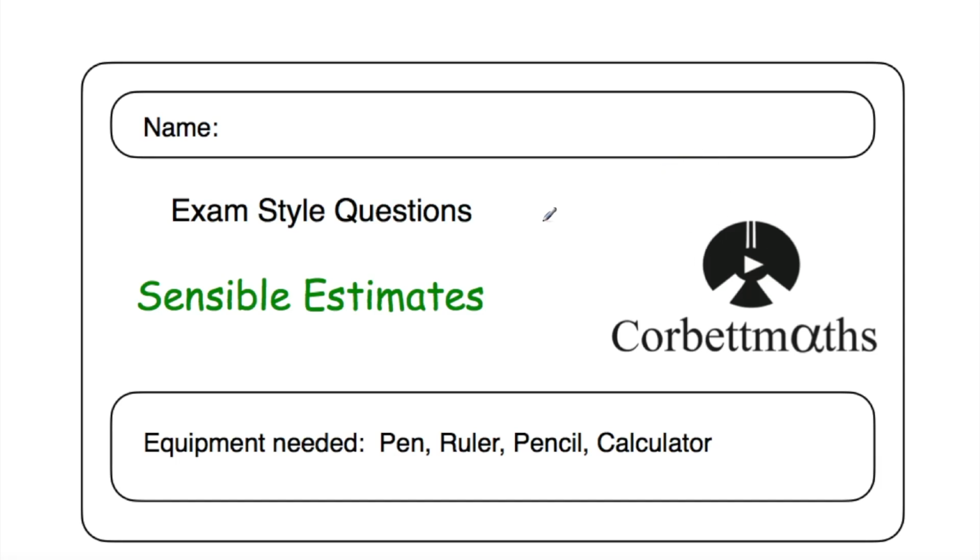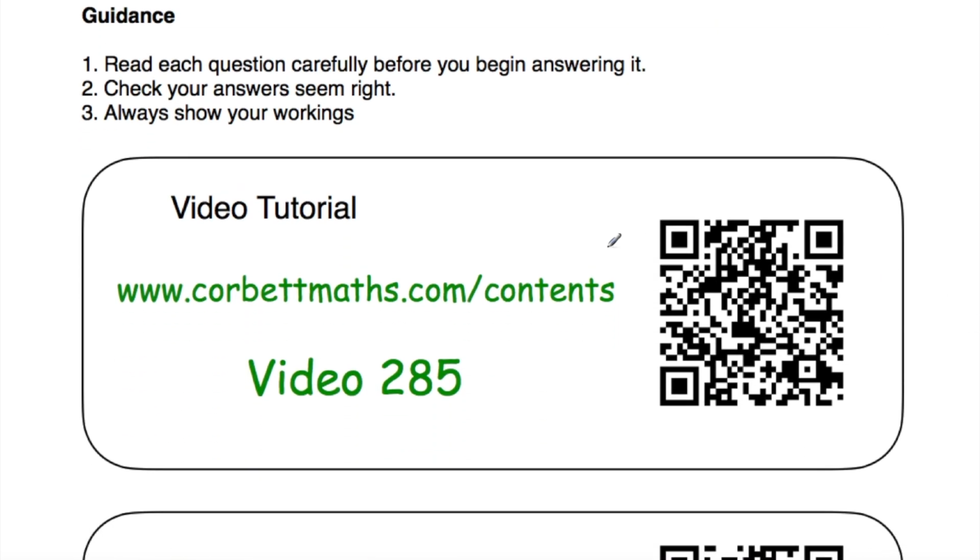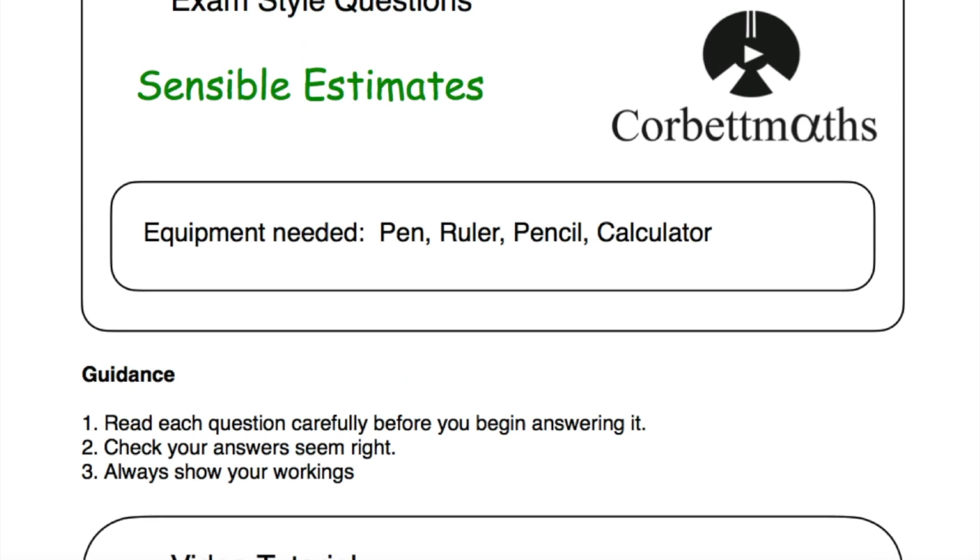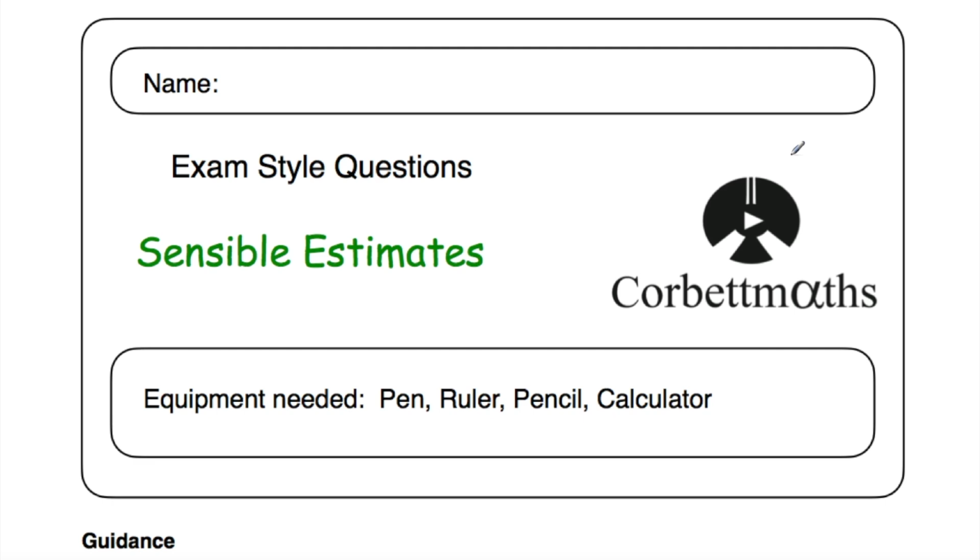In this video, we're going to go through the video solutions to the Corbettmaths Practice Questions on sensible estimates. If you need any extra help on sensible estimates, go to Corbettmaths, go to the videos and worksheets section and scroll down to video number 285, there's a dedicated video tutorial there. Alternatively, you can scan this QR code. But in this video, we're going to focus on the video solutions to the practice questions, so let's get started.